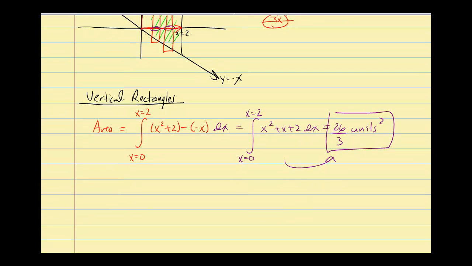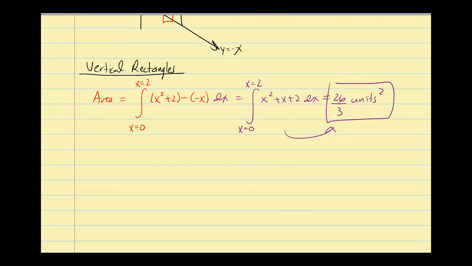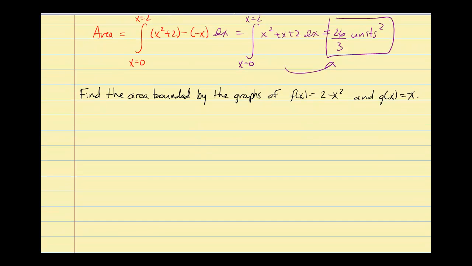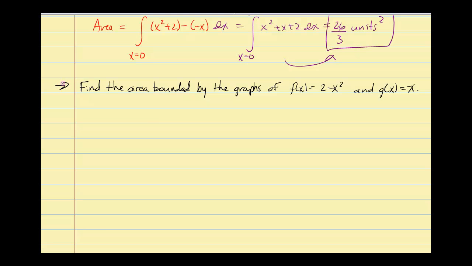Let's go ahead and look at another area where we're looking at, again, area bounded between two graphs. Okay, for this example, we're trying to find the area bounded by the graphs of f of x equals 2 minus x squared, which is a parabola that opens down, vertex at 2 on the y-axis, and g equals x, which is a line that bisects the first and third quadrants. So let's go ahead and look at a quick curve sketch first.